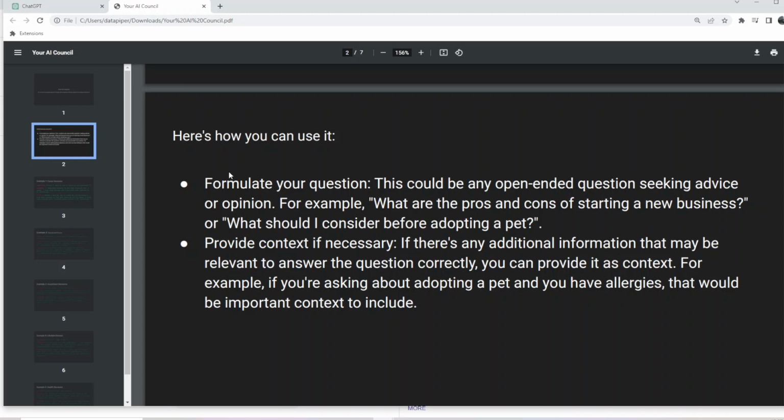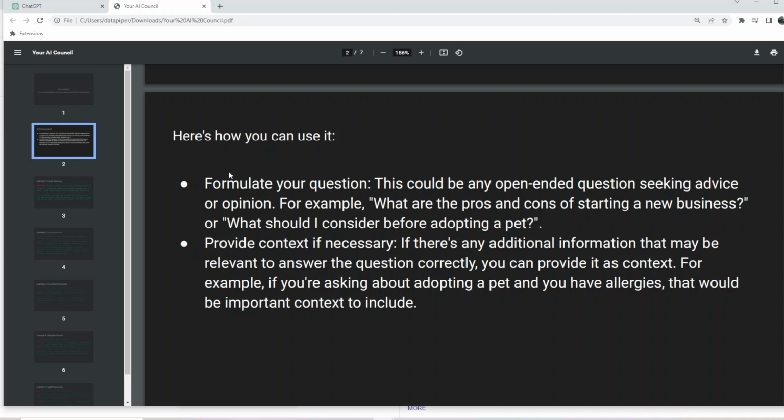The first thing you need to do is formulate your question. This can be any open-ended question seeking advice or opinion. What are the pros and cons of starting a new business? And what are the pros and cons of starting a new business in a recession? So you can be more specific, more focused. You can ask questions, or it can be a lifestyle question. What should I consider before adopting a pet?